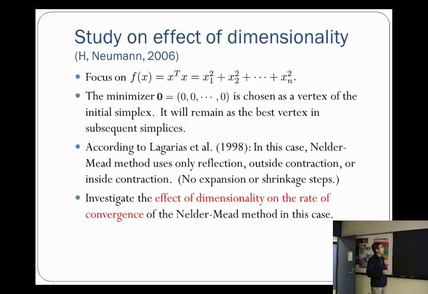According to Lagarias et al., in this case the Nelder Mead method will only use 3 operations: reflection, outside contraction, or inside contraction, no expansion or shrink steps. They have proved this in 1998. So what we did, we investigated the effect of dimensionality on the rate of convergence of the Nelder Mead method in this case.